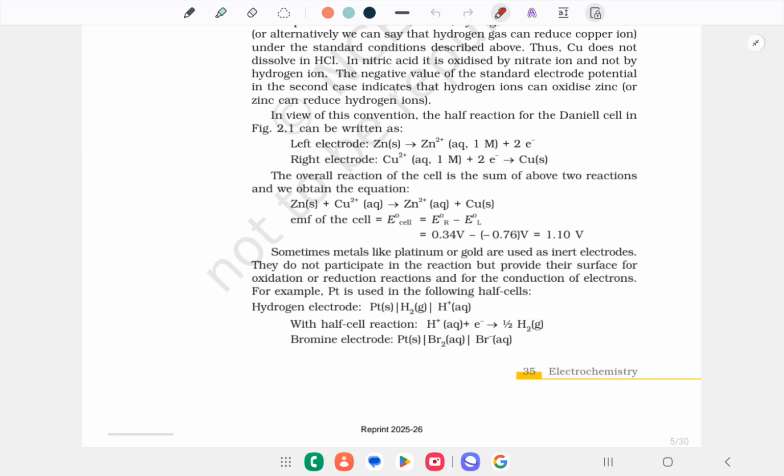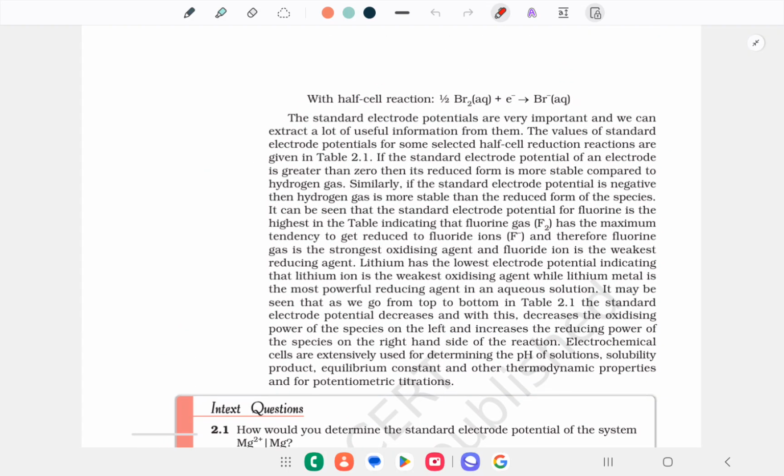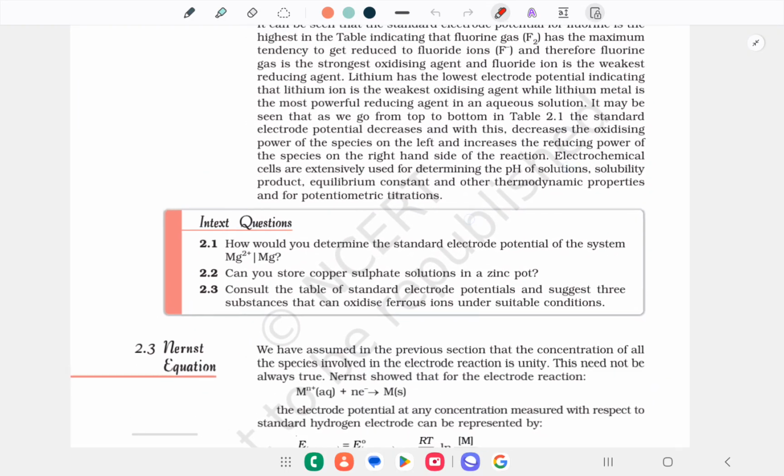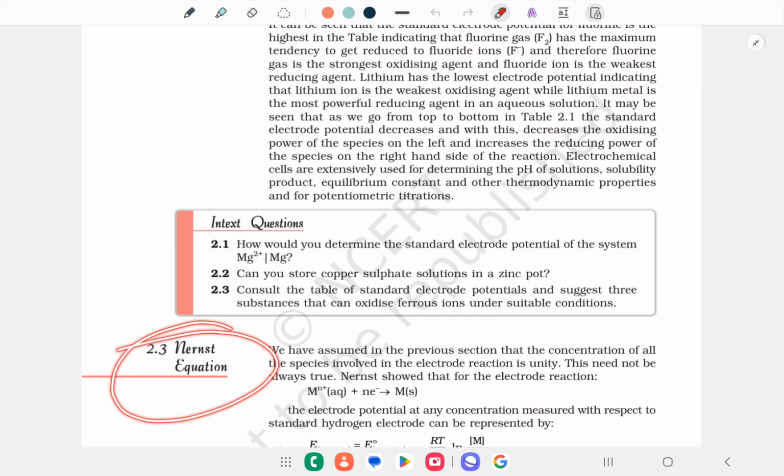And these all are done, and this is completely done, and there are some in-text questions provided for you. So tomorrow we'll start with the calculation from the Nernst equation.